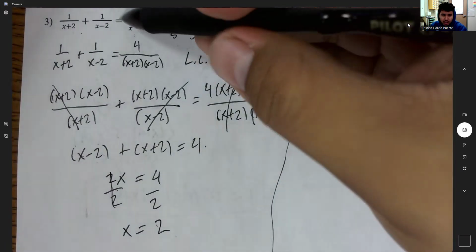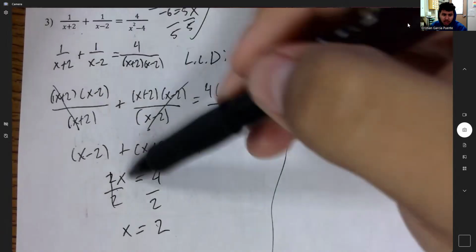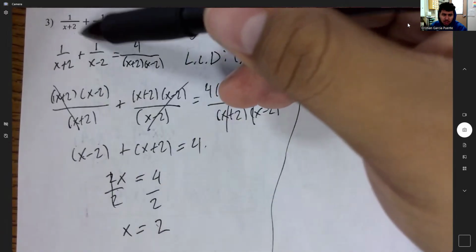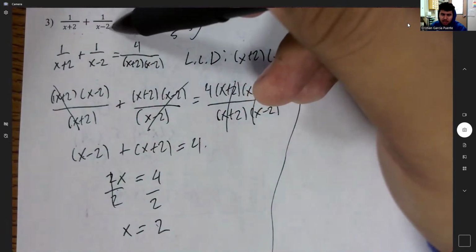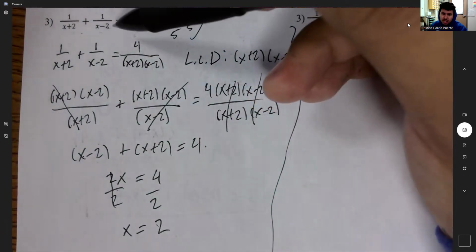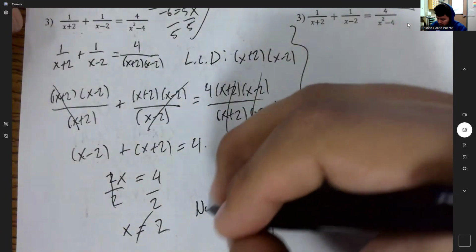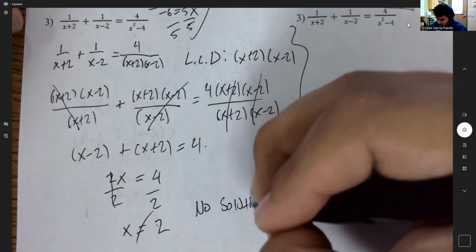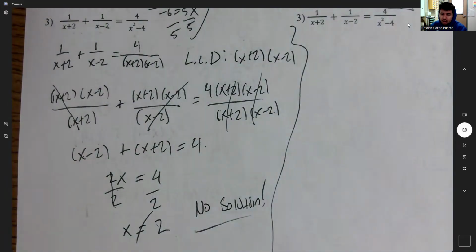So over here, you just have to make sure that your answer doesn't make the bottom of a fraction equal to 0. So over here, your answer is 2. Is 2 plus 2 equal to 0? No, because 2 plus 2 is equal to 4. Over here, 2 minus 2, is that equal to 0? It is. So since 2 minus 2 is equal to 0, this is not possible, and our answer would be no solution. And you're done. So you do all that work just for no solution.